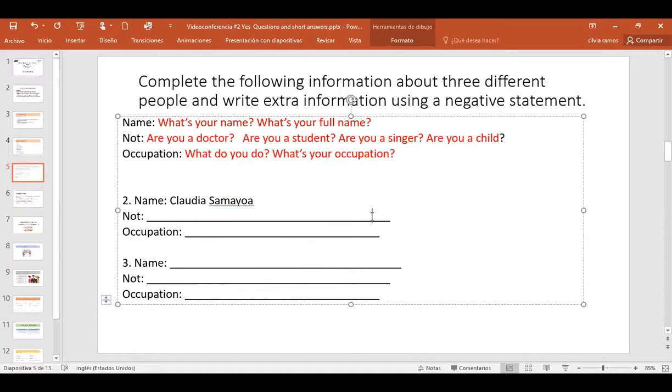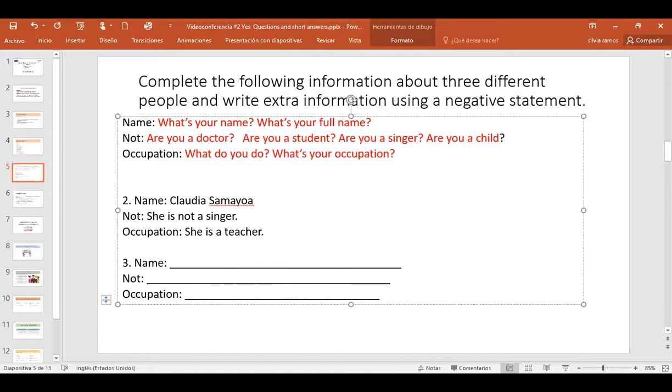Okay, she says that she is not a singer. She is not a singer. She is a teacher. Yo tengo esta información porque yo se la pregunté a Claudia. ¿Correcto? Veamos con otra persona.